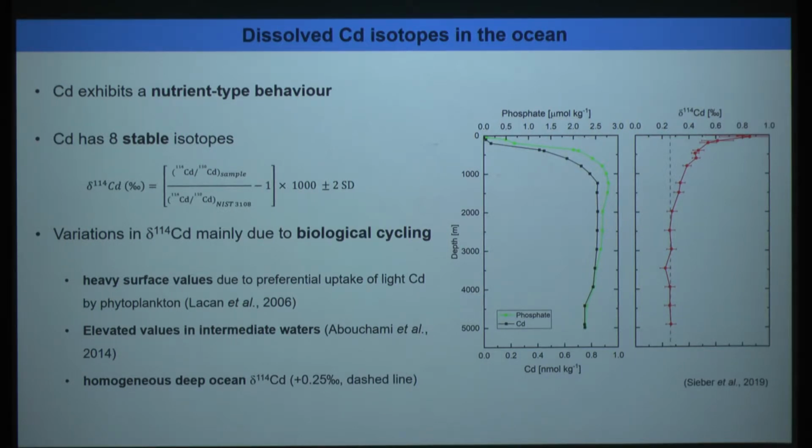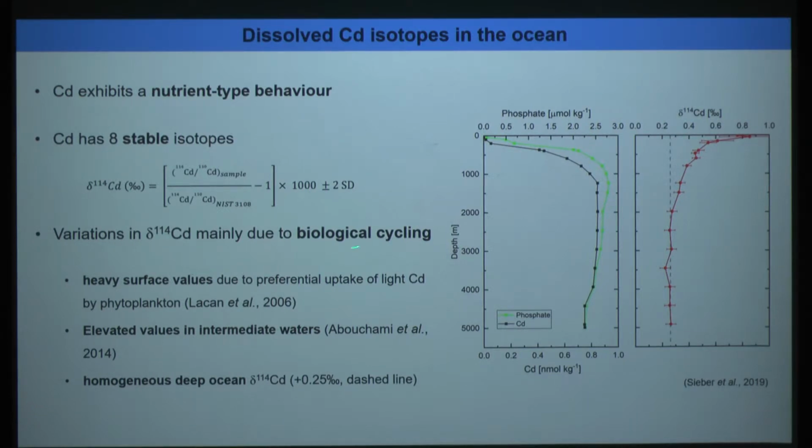So for those of you who are not that familiar with isotopes, I picked cadmium as the easier of the two systems to give you a short overview. As I said, cadmium has this nutrient type behavior where you have low surface concentration and then it increases towards the deep ocean. Cadmium has 8 stable isotopes, and we typically report everything in delta 114 cadmium. This is always a deviation relative to a standard that someone at some point picked.